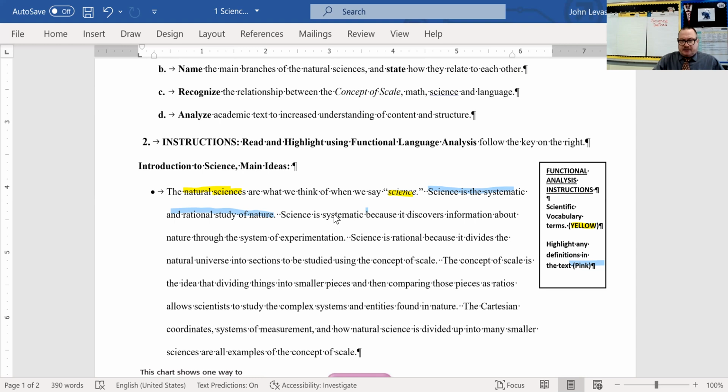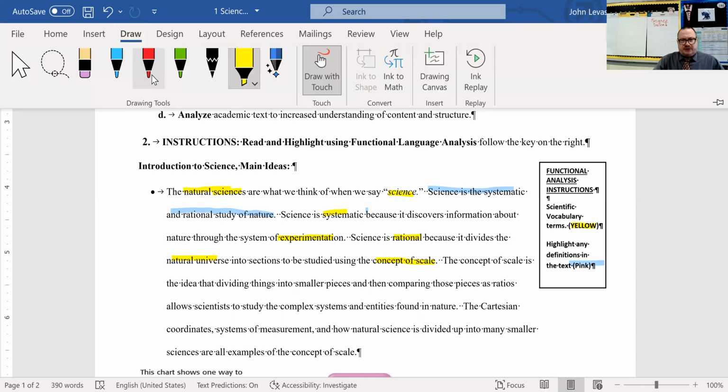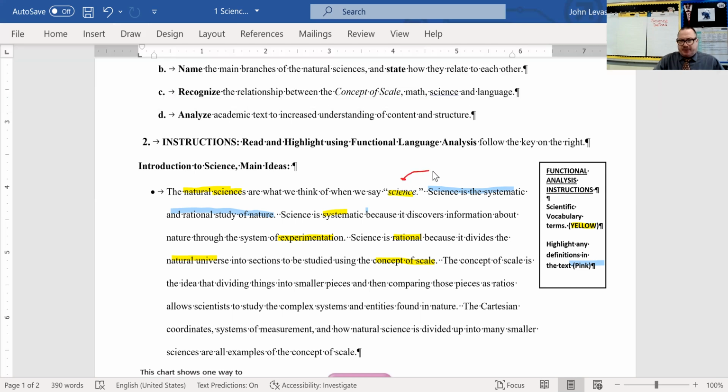Science is systematic because it discovers information about nature through the system of experimentation. Science is rational because it divides the natural universe into sections to be studied using the concept of scale. Now, do you see how we introduced science here? And then the next sentence began with the word science, and then we got a definition. The same thing is happening here. Introduced a new term, and then it was defined right afterwards. That's also a common pattern in science reading and writing.